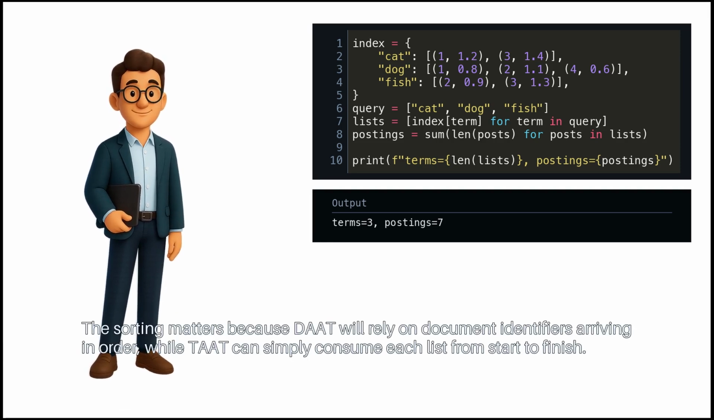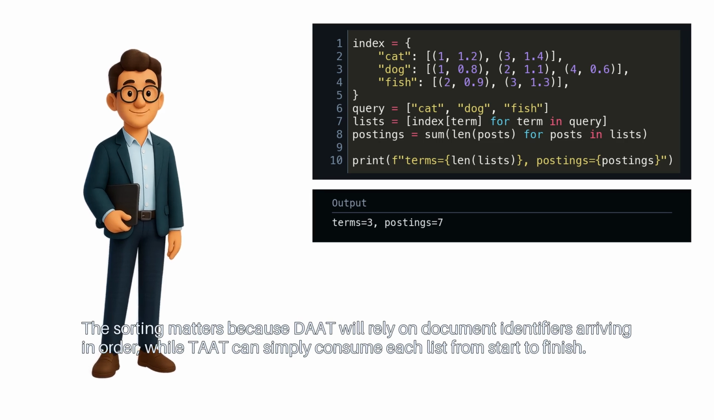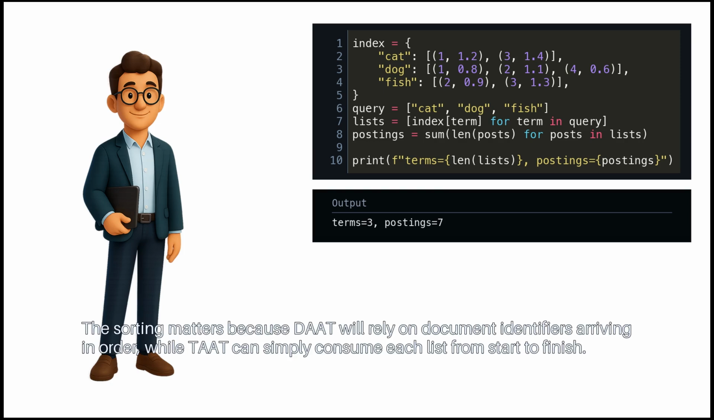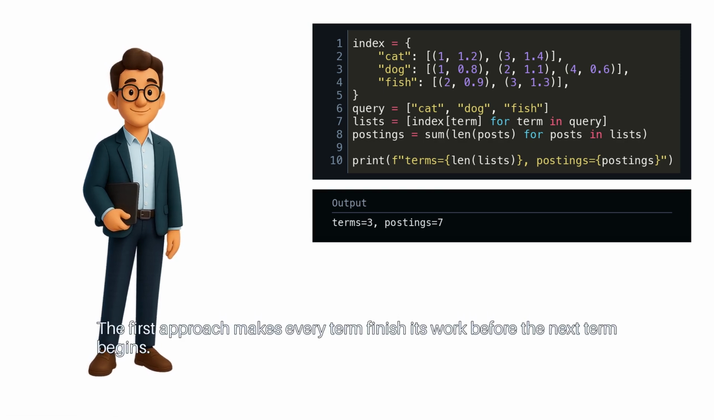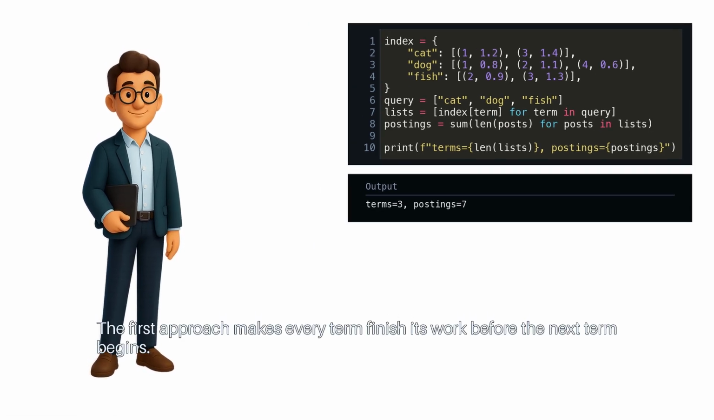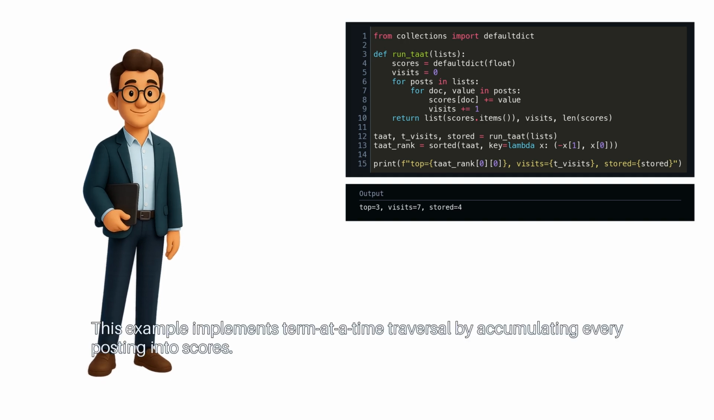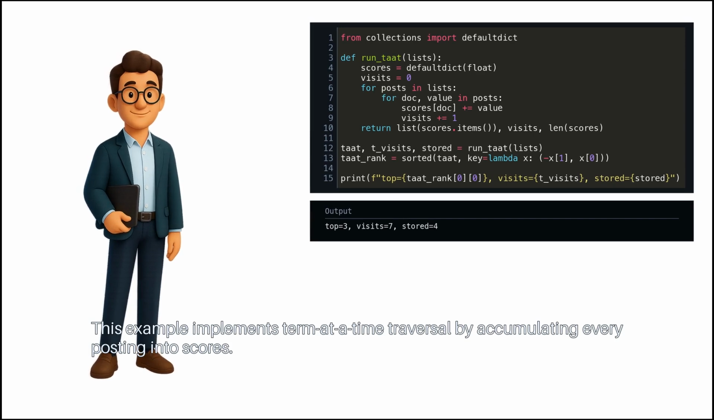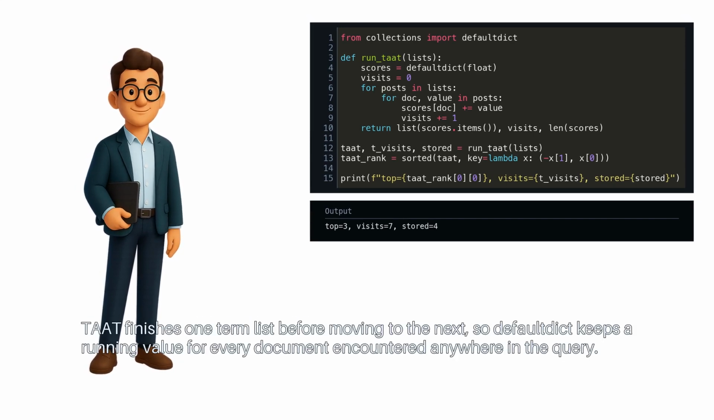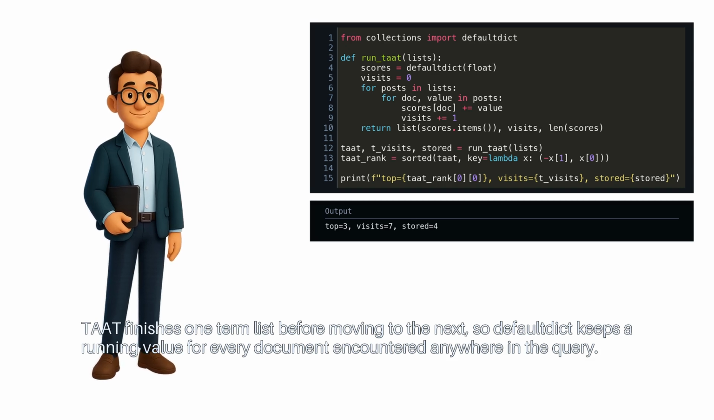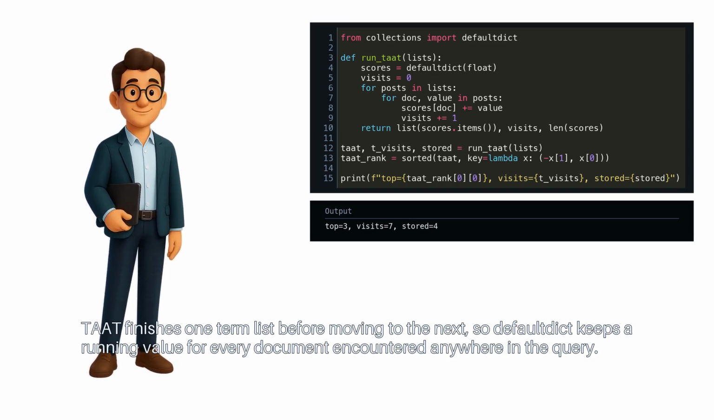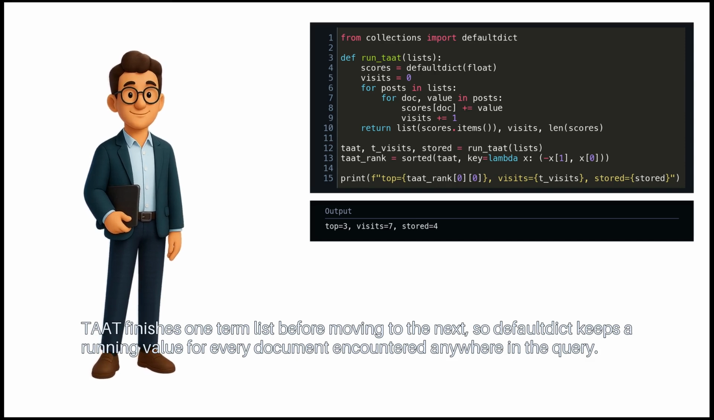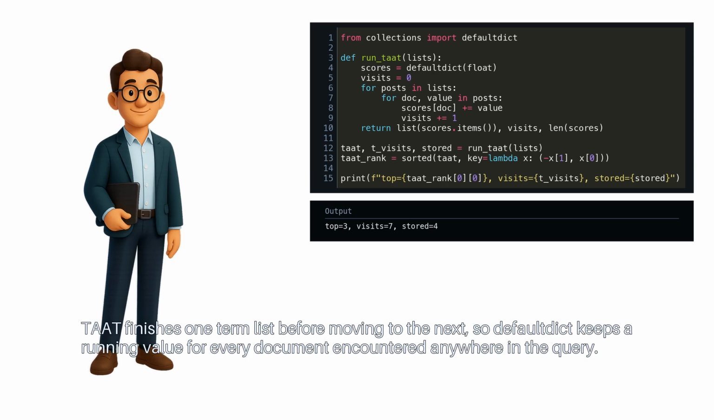The sorting matters because DAAT will rely on document identifiers arriving in order, while TAAT can simply consume each list from start to finish. The first approach makes every term finish its work before the next term begins. This example implements term-at-a-time traversal by accumulating every posting into scores. TAAT finishes one term list before moving to the next, so the defaultdict keeps a running value for every document encountered, anywhere in the query.